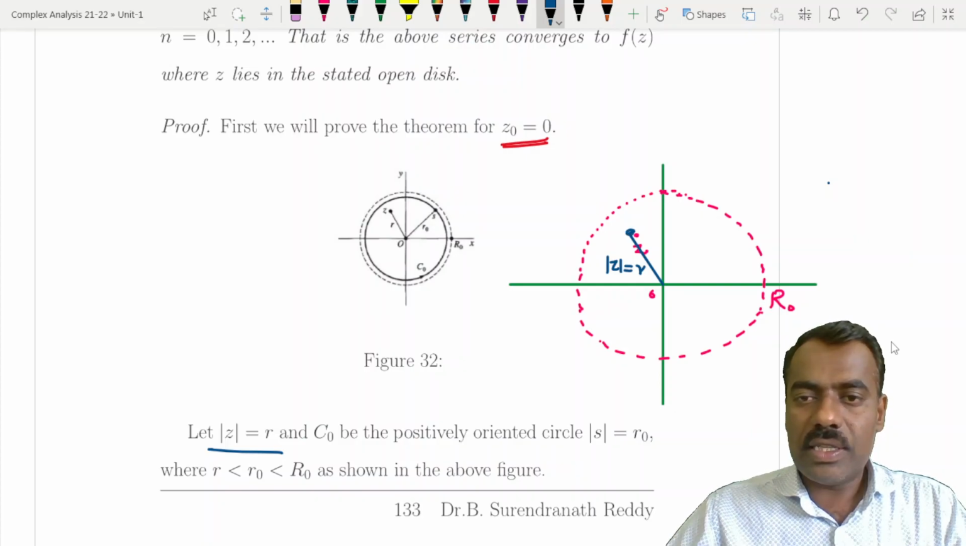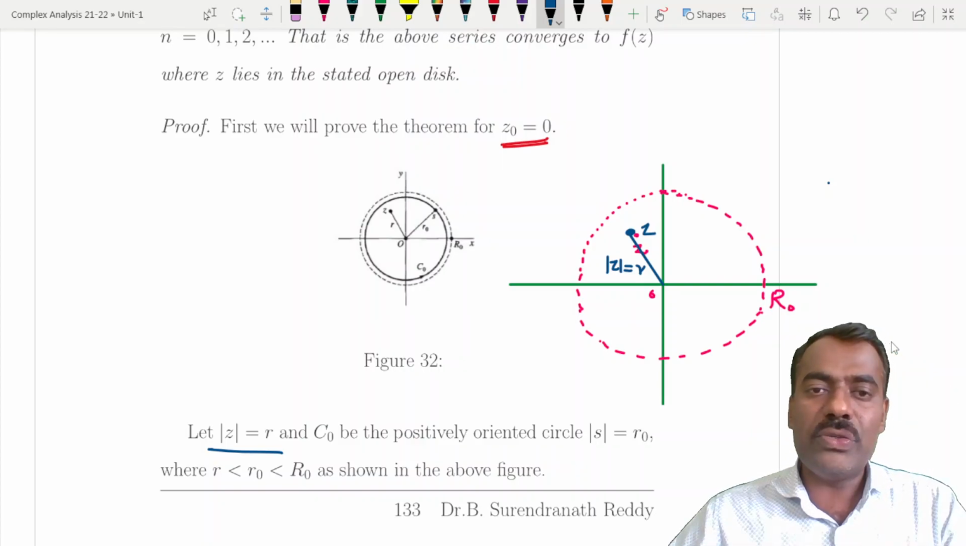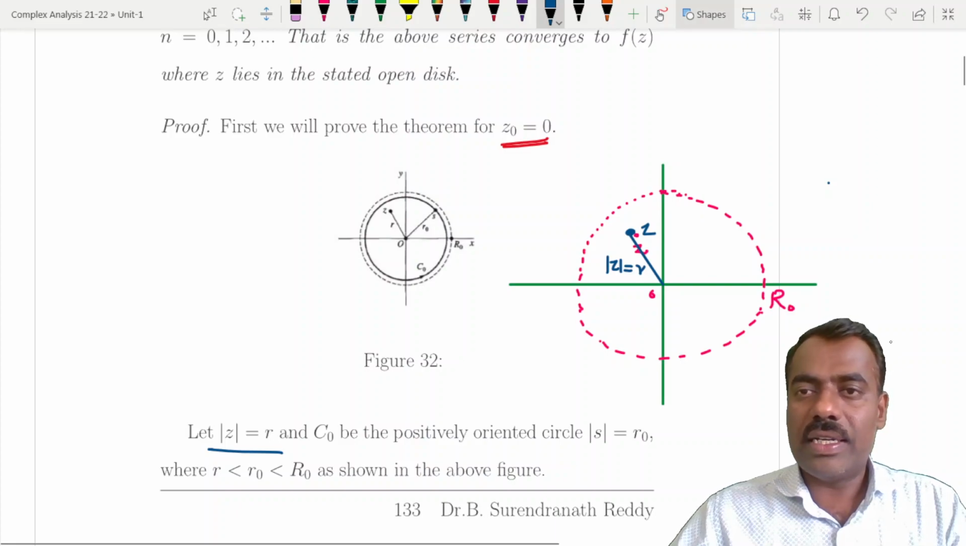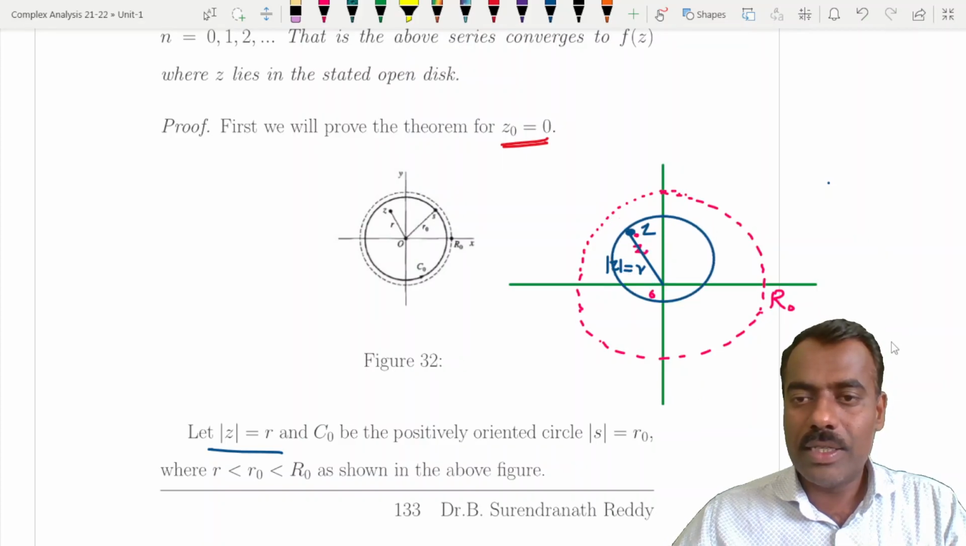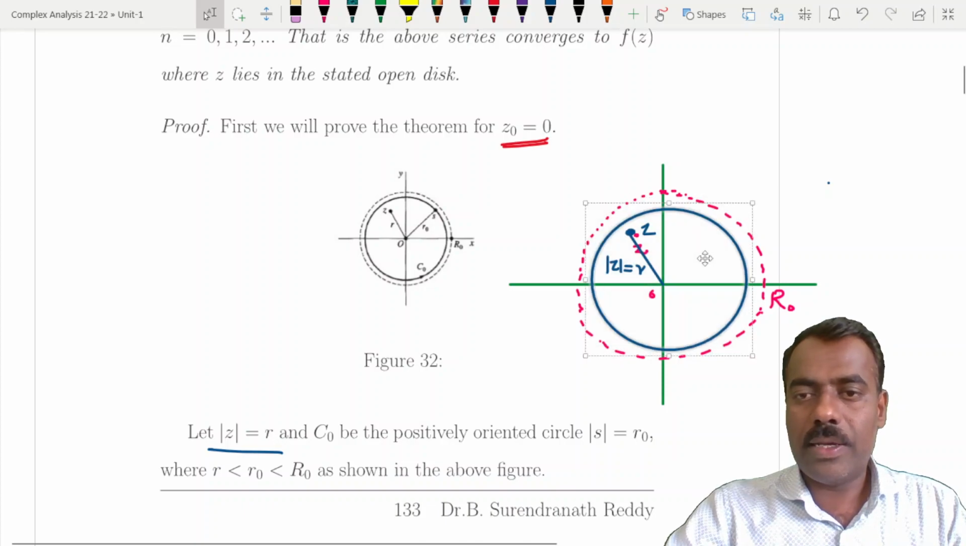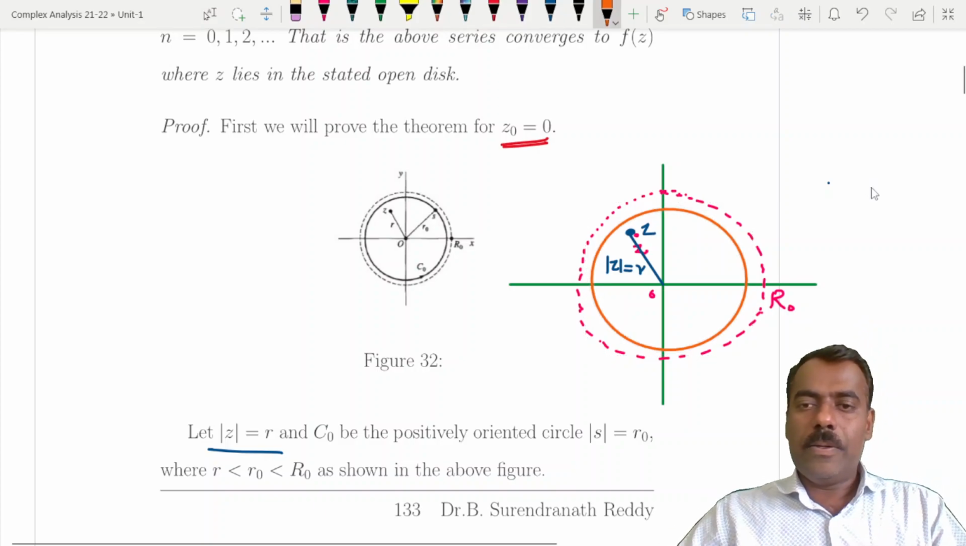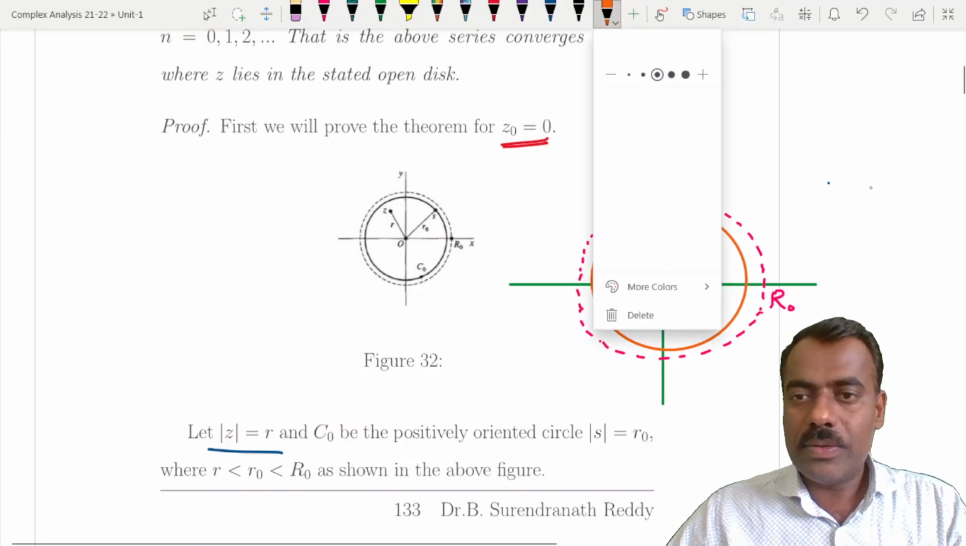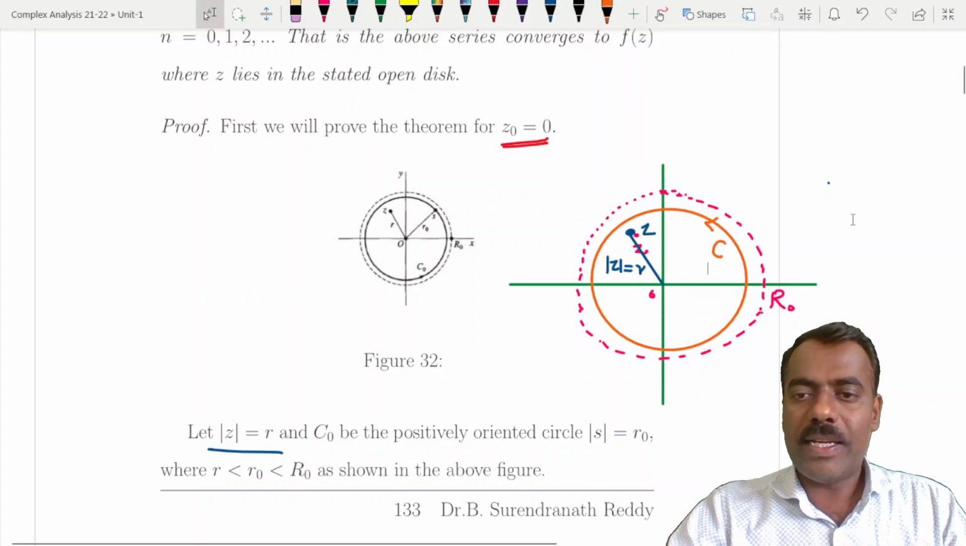Now, this is z. What we'll do is consider a circle centered at 0 in such a way that the circle lies inside the given disk, and also z is interior to it. Assume that this is like a circle. Yeah, this is looking perfect. Now you can see that this z is interior to this circle, which we can call C.